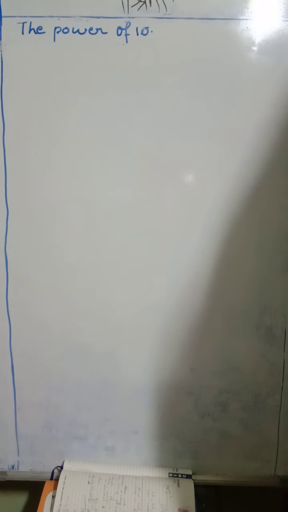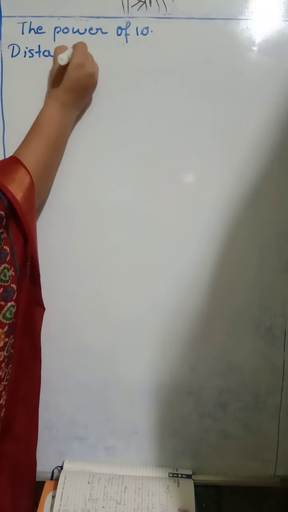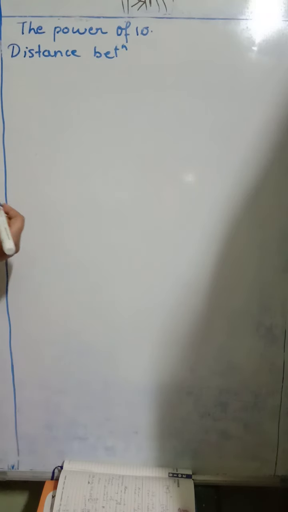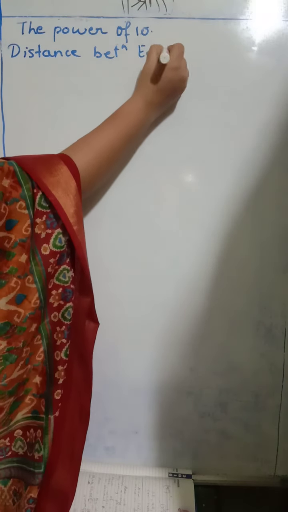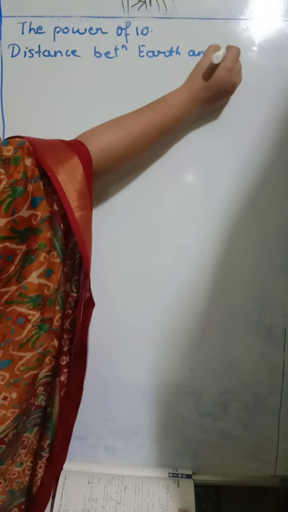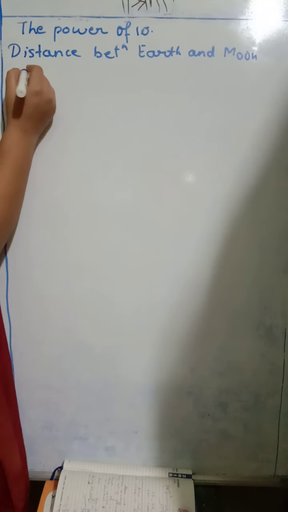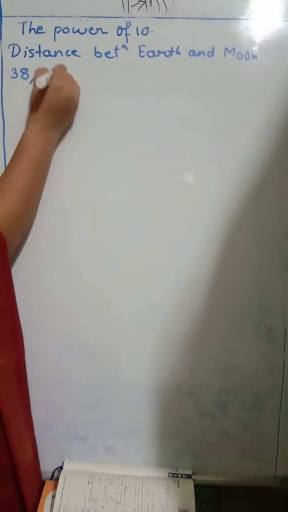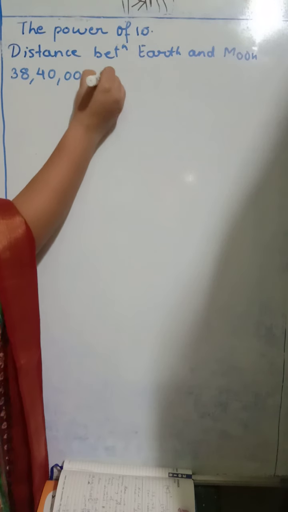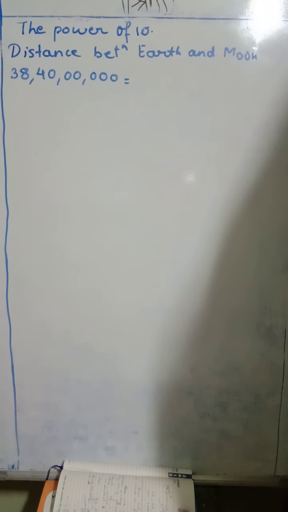For that I'll take one example, the distance between Earth and Moon. How much is the distance? 38 crore 40 lakhs. Now this is a very large number. Now we'll learn to write this number as a smaller number.